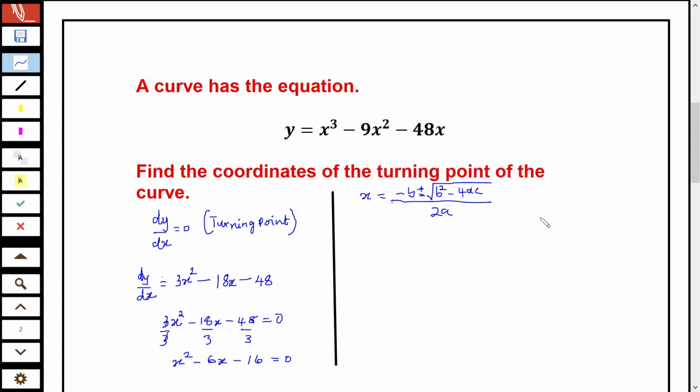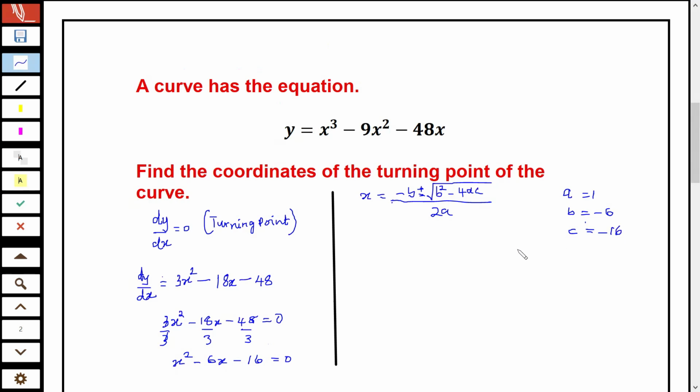Now, to apply this formula, first we need to know the values of a, b, and c. a will be the coefficient of x squared, and that's 1. b will be the coefficient of x, and that's -6. And then we have c to be the constant, -16.